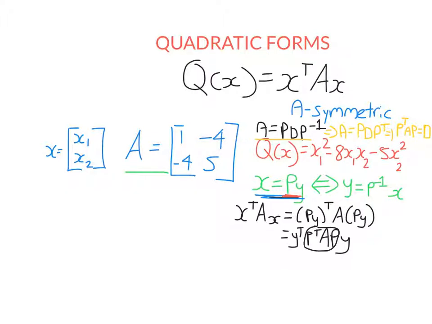Now you can do this for any symmetric matrix. There will exist matrices P and D that satisfy this. So that means our quadratic form will reduce to y transpose Dy, where D is a diagonal matrix. And if this is a diagonal matrix, it means we won't have these cross product terms. So let's actually see this by diagonalizing A.